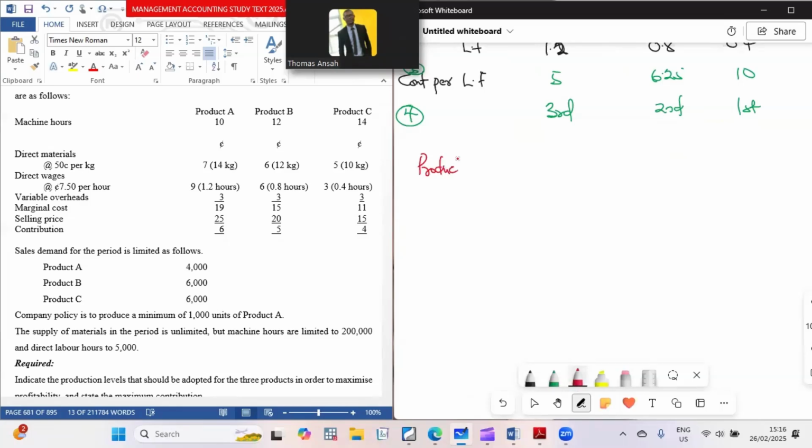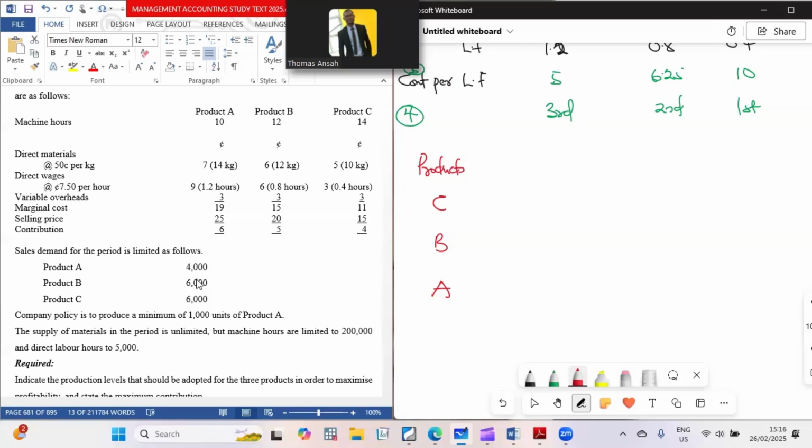So we have the products. We have product A, B, and C. But in terms of doing it per your rank, I think C comes first. Then you have B. Then you have what? A. All right. So that is that. Now, it says that indicate the production level that should be adopted for the three products to maximize. So how many are we going to produce out of C? How many are we going to produce here? How many are we going to produce here? So basically, that is the idea that you are going to do.